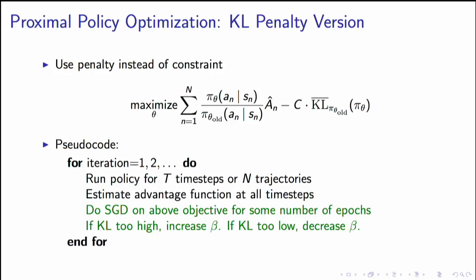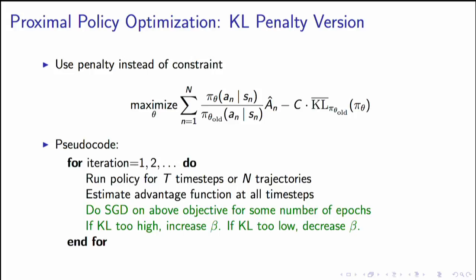So in this version, we write down the usual objective that has probability ratio times advantage function minus constant C times, that should be beta, because I'm using beta here. It's a typo. So we have the importance sampling objective minus coefficient times KL divergence.